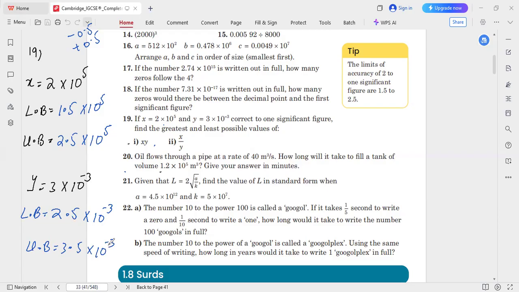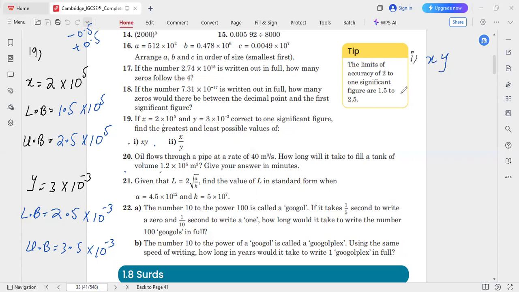According to the greatest and the least possible values, we need to deal with these numbers carefully and check which bound we will choose to find either the greatest possible value or the least possible value. Okay, so first of all, going on with the first part, that is basically xy. xy means to multiply x and y together.